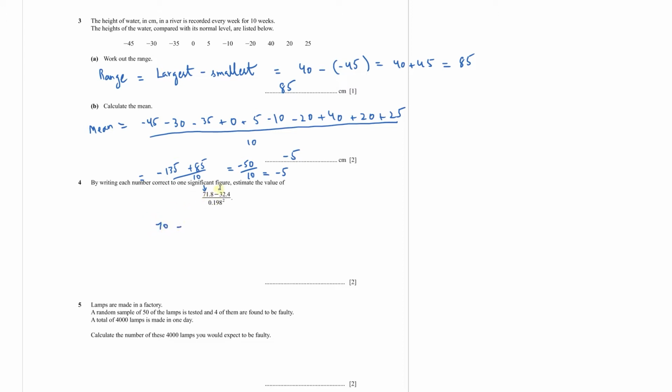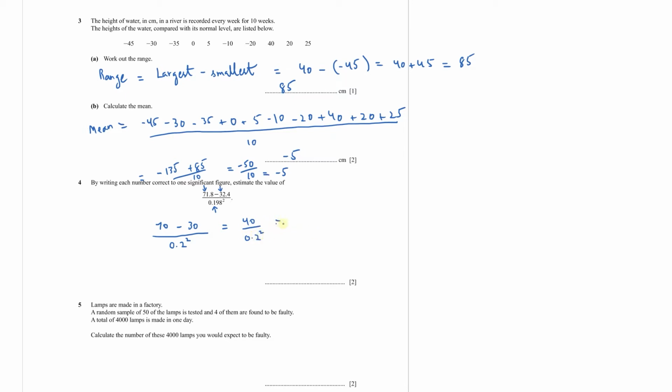Minus, again 3 is the first significant figure, the next value 2 is less than 5, so this will be rounded down to 30. Here my first significant figure is the first non-zero value, which is 1, and the next value is 9. So then I will round up this one to 2, so this becomes 0.2 squared. So this is 70 minus 30 is 40 divided by 0.2 squared.